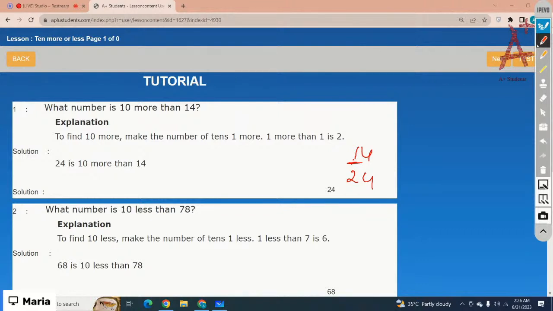Okay, which number is 10 less than 78? In 78, the tens digit is 7, right? This one is the ones digit, this one is the tens digit. You have 10 less, that means you have to subtract 1 from the tens digit. So 7 take away 1 is 6, so it would be 68, right?